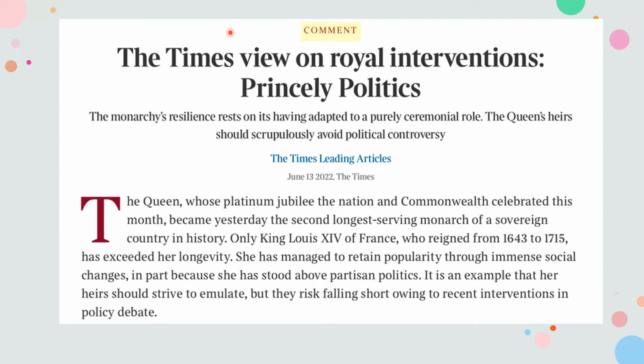It's interesting that the headline includes the words "the Times' view," as sometimes you might argue that if you're given a comment piece, it's just one individual's opinions, but this almost makes it seem like the newspaper is owning this as their own opinion as well. So the Times' view on royal interventions, princely politics.